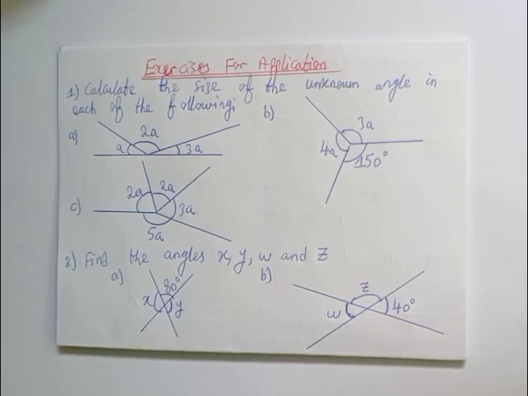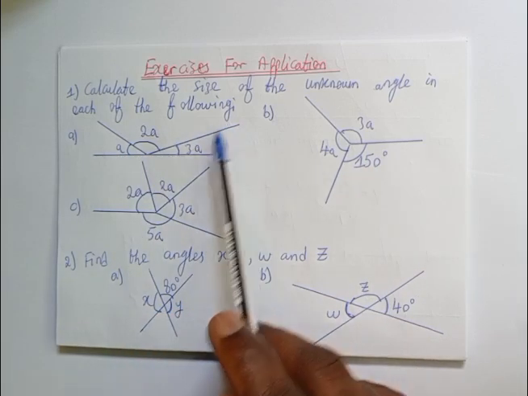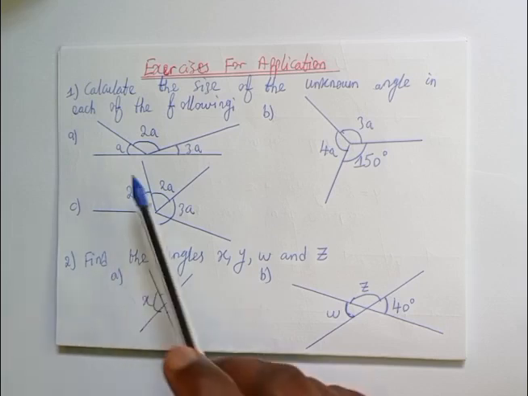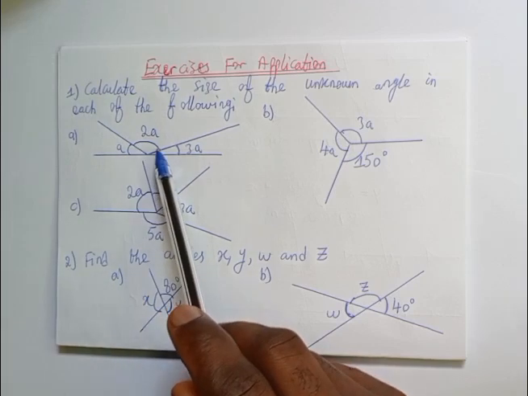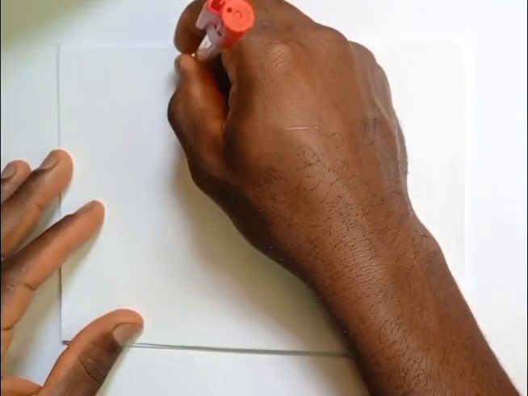We are to answer the following exercises for application. Question 1 goes: calculate the size of the unknown angle in each of the following. For A, we can see the angles along a straight line. We have A, 2A, 3A. We are going to make use of the fact that angles along a straight line always sum up to 180 degrees. Take down the solution.